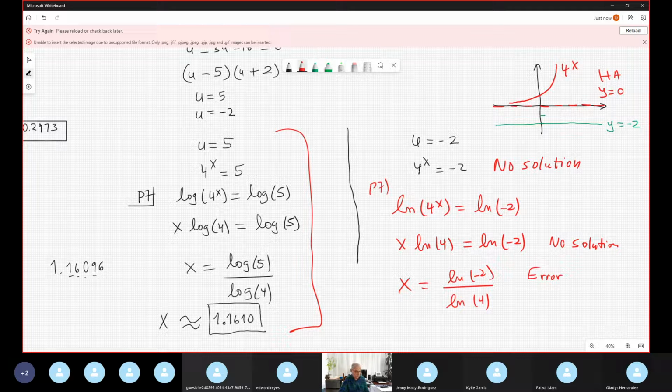My calculator says domain error. Let me see another calculator. Edward says error again. Okay, definitely that part does not afford any solution. Therefore, the only solution that we have in this problem is this. Cool.